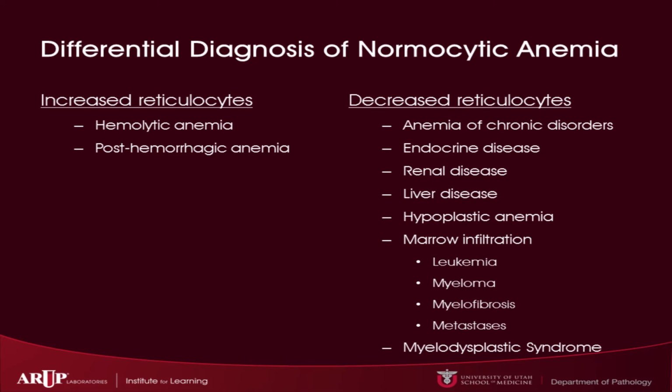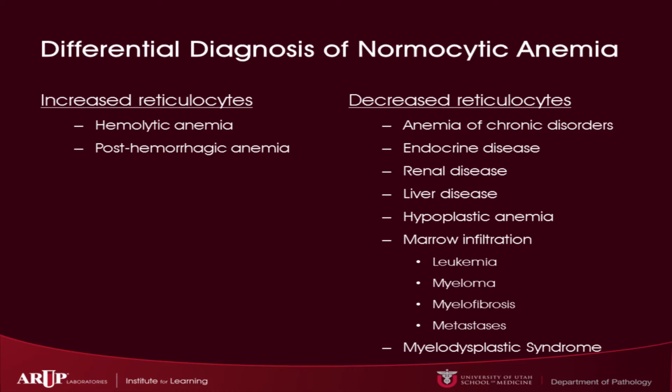So the list of normocytic anemia is really huge. So basically we try to put normocytic anemia in two major categories, whether the bone marrow is functioning or not functioning. If the reticulocytes are increased in number, that means the bone marrow is functioning. The most common causes of increased reticulocytic anemia would be hemolytic anemia or post-hemorrhagic anemia, or anemia after bleeding.